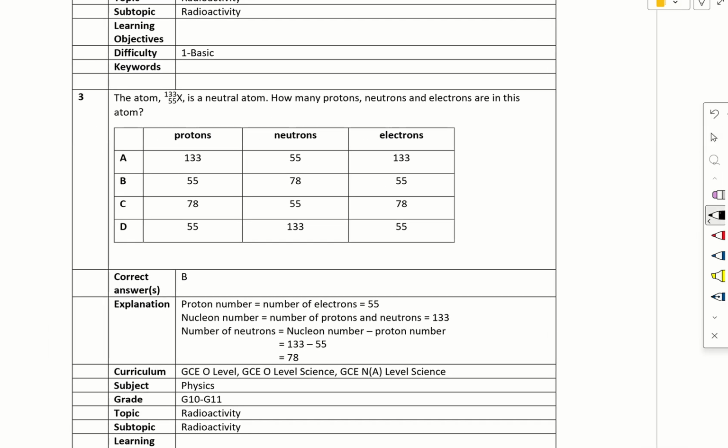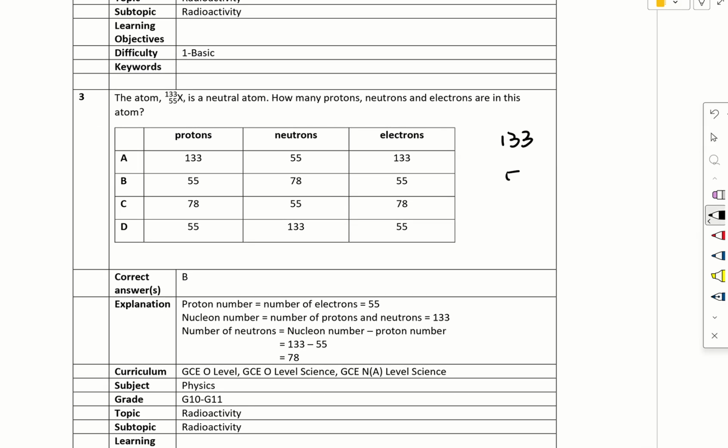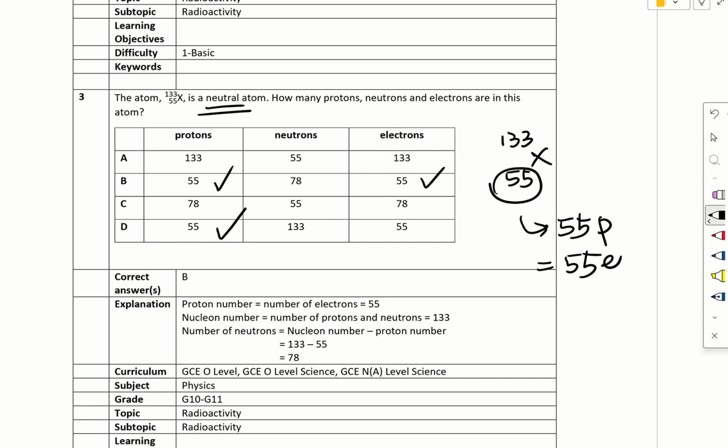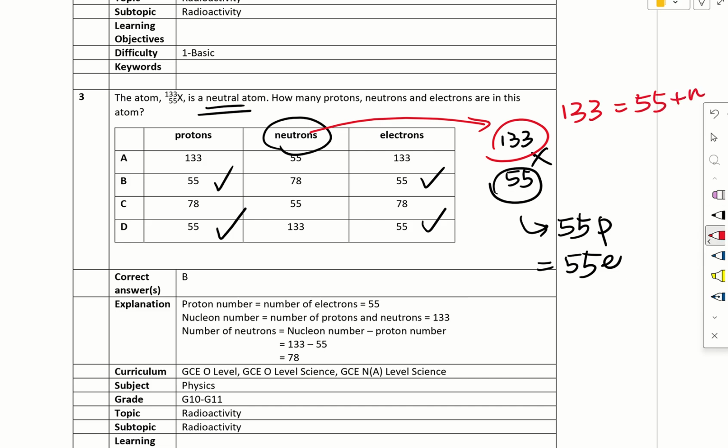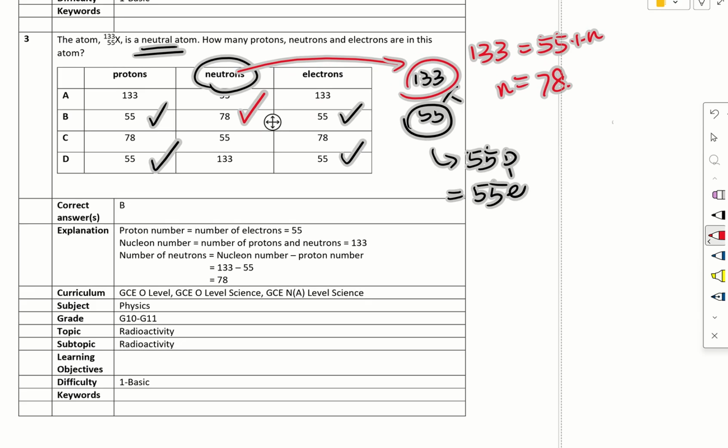Okay, question 3. So again in nuclide notation, 133, 55, X. So with this 55, I know there are 55 protons. Therefore, there will be 55 electrons because it is a neutral atom. So I have 55 and 55. So then it boils down to the number of neutrons. So I have to look at 133, okay, because this is the number that contains the number of protons and neutrons. And so 133 equals 55 plus number of neutrons. So N equals 78. Therefore, answer is B.